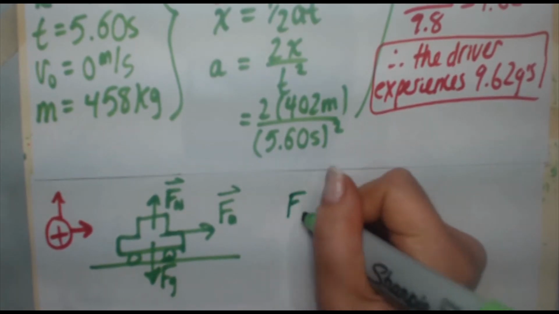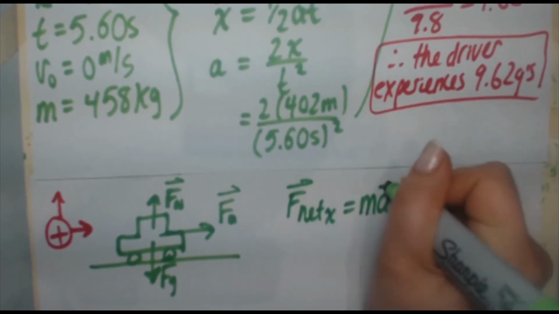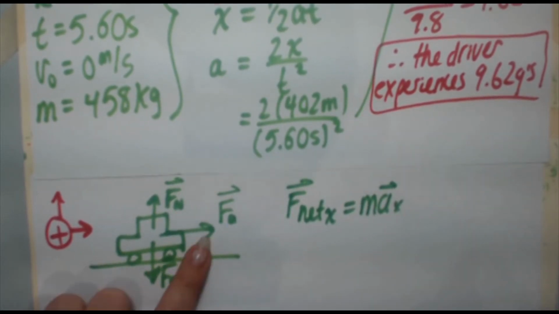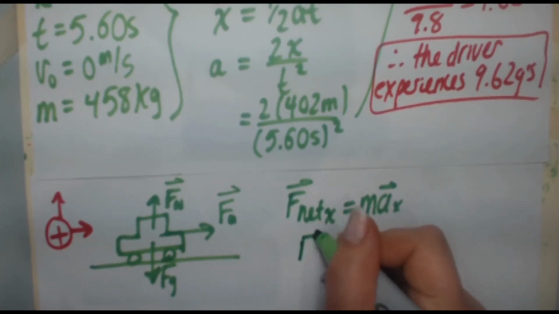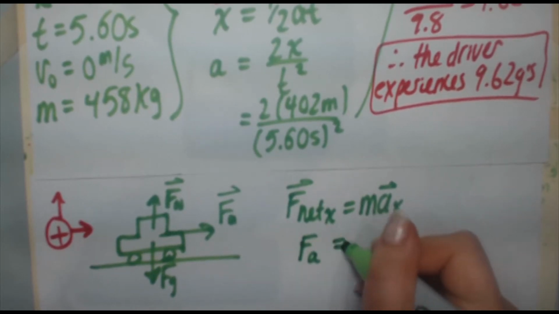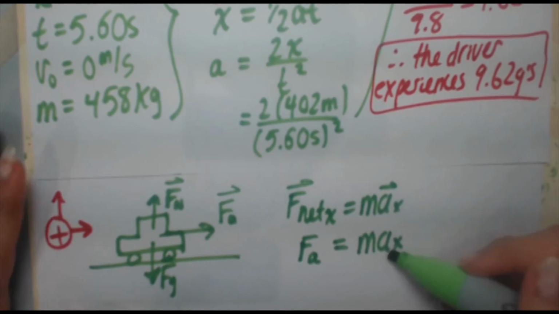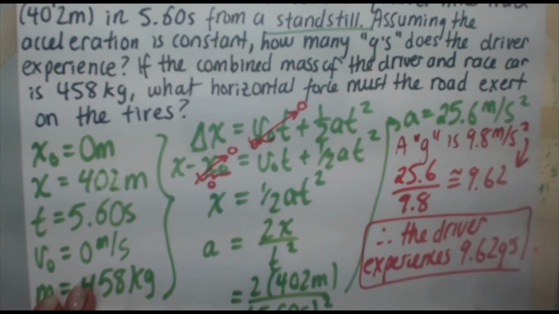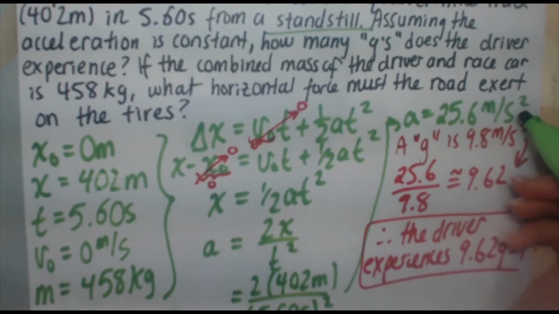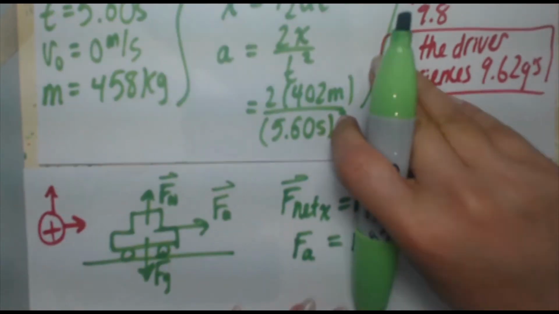In the x direction, F net x equals m a x. We only have one vector in the x direction, and that's in the positive direction as per our definition. So F net x is equal to Fa, positive, equals m a x. That a x is the acceleration we just found in the first part, 25.6 meters per second squared, because that is the horizontal acceleration.